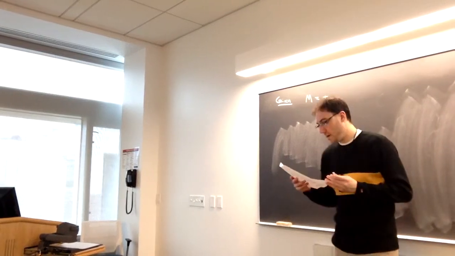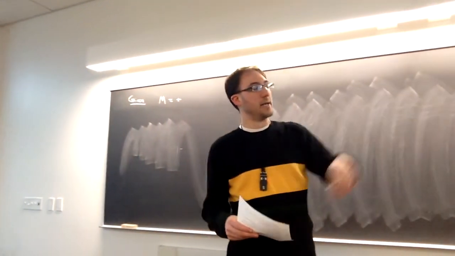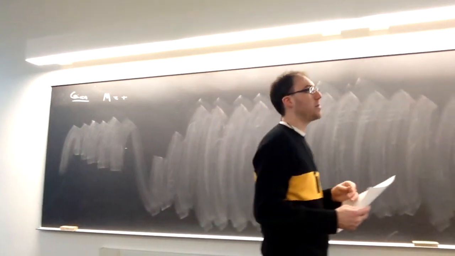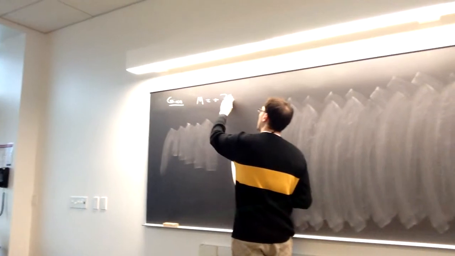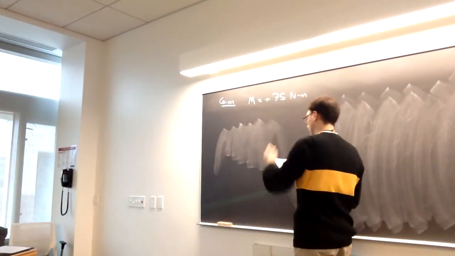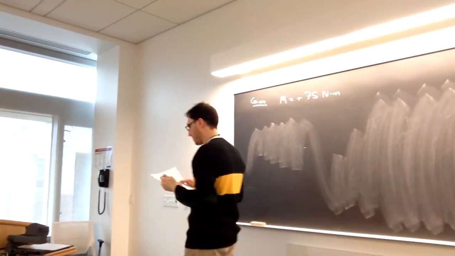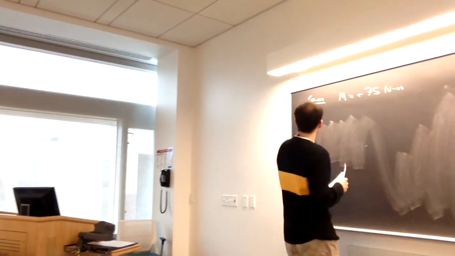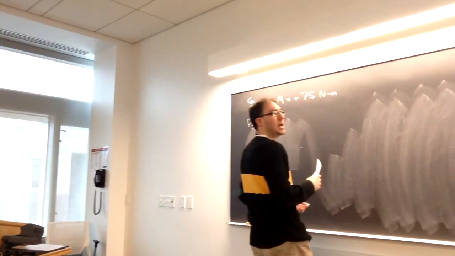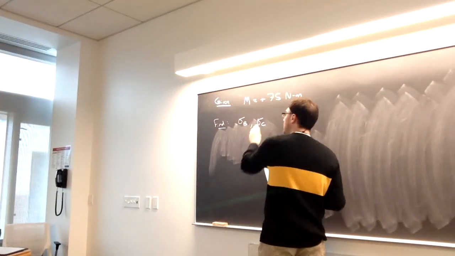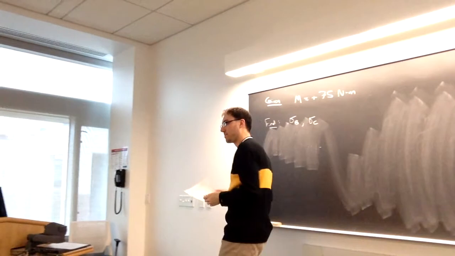So the value of m that we're given here, we see its direction. It's making it smile, so it's a positive 75 Newton meters. And we want to know the stress at B and the stress at C due to this bending moment.